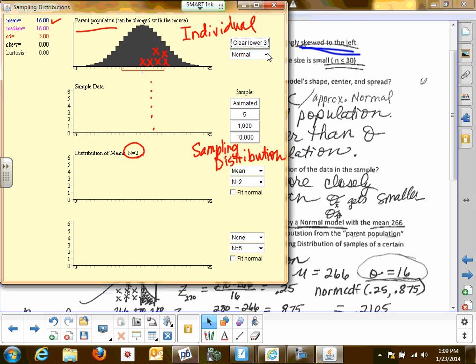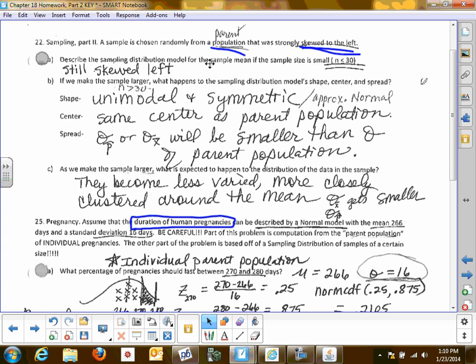Now, let's go back to one other little thing. Let's pretend I've got something that's skewed. This is skewed which way? Right. This is a right tail, skewed right. Some people think it's left because there's a lot of data here. No. Here's what skewed left would look like. Let's do skewed left, because this is a question, the first one on the last page of your homework. It says, a sample is chosen from a population that is strongly skewed to the left. Well, let's look at that.